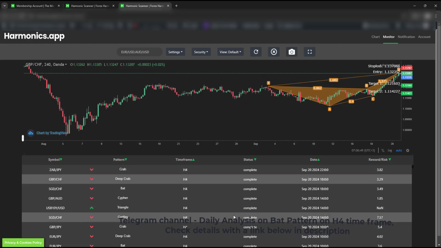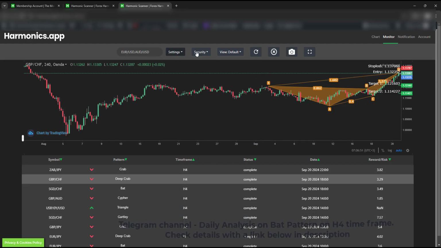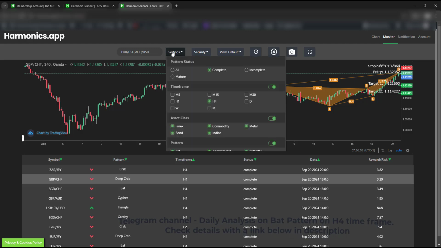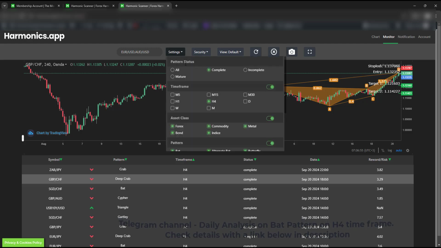To populate this table, you use these settings right here above. The first setting, when you click on it, lets you choose which pattern status you would like. Usually complete is the best one because it shows you only the ones that are ready for trading.